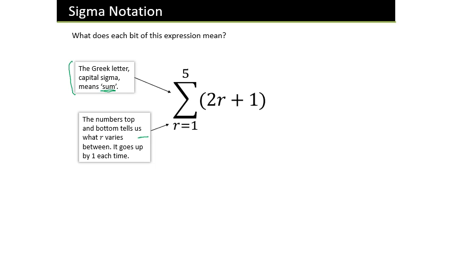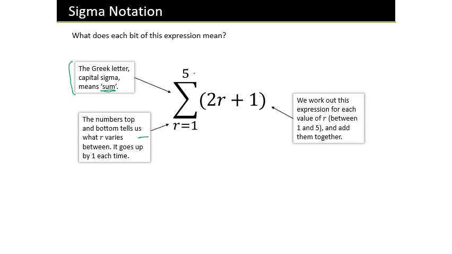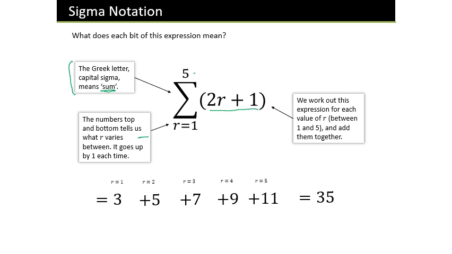We'll go up by 1 each time. So in this case, we'd be summing the first, the second, the third, the fourth, and the fifth term in the sequence. And then this bit here is effectively your nth term of the sequence. So when r equals 1, the first term is 3. When r equals 2, the second term is 5, then 7, 9, 11. And then, because we are finding the sum of them, we add them all together and get 35.